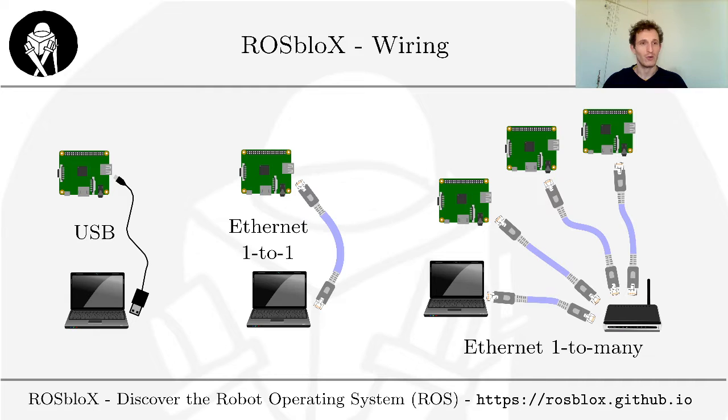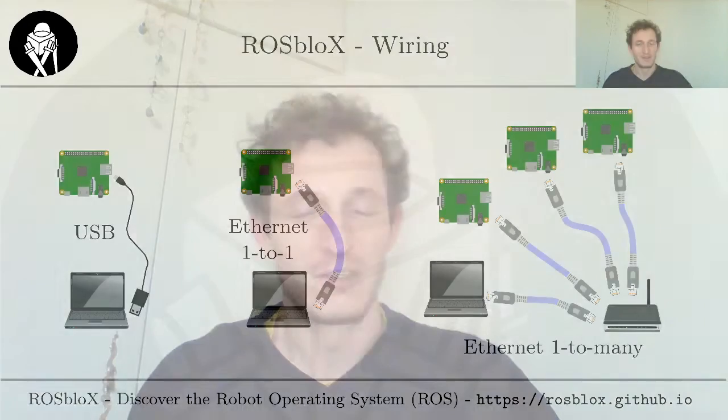The question is, how can we get access to them? So here are three methods. We can just wire it with a USB cable to a computer. We can connect it with an Ethernet cable to our computer, and it's configured automatically. Or we can connect even many ROSblocks to a router and the computer to the router, so that they can even communicate with each other.